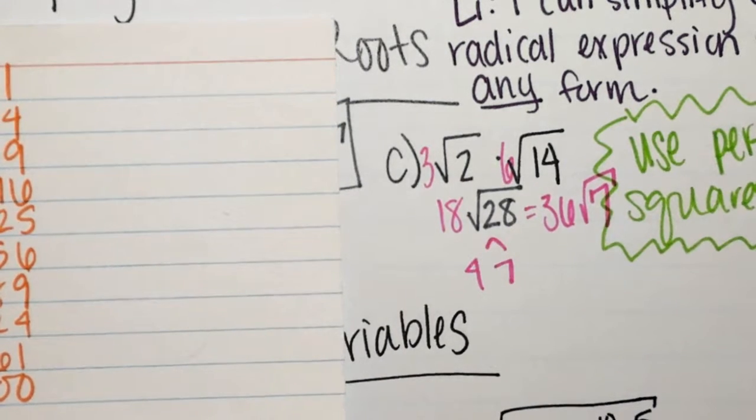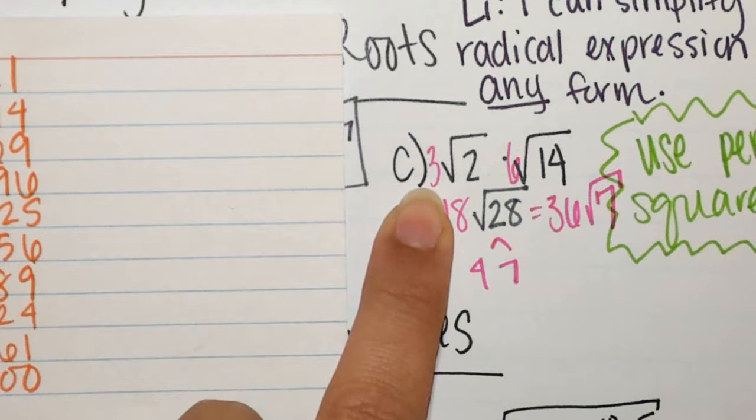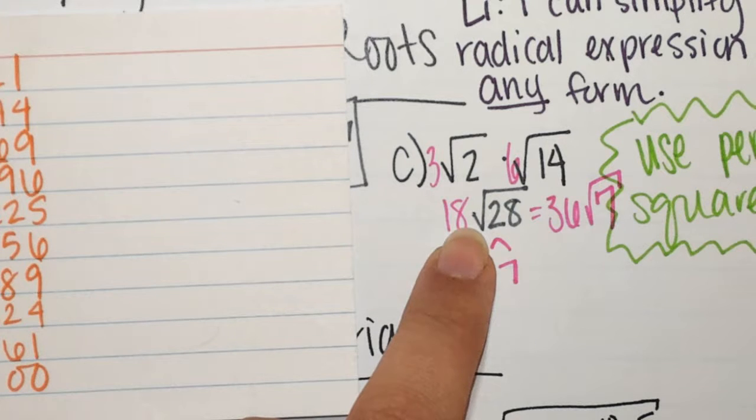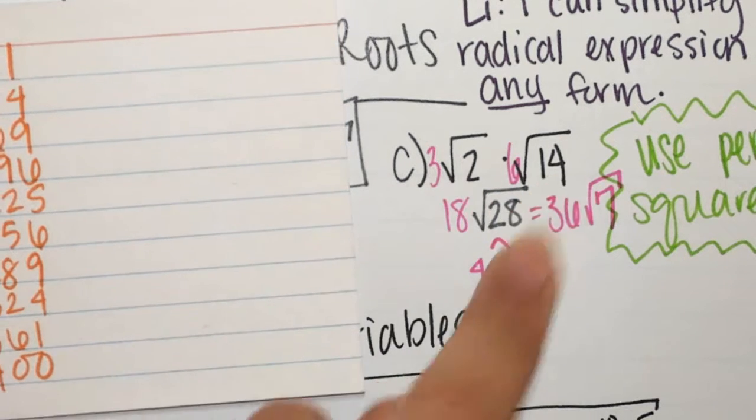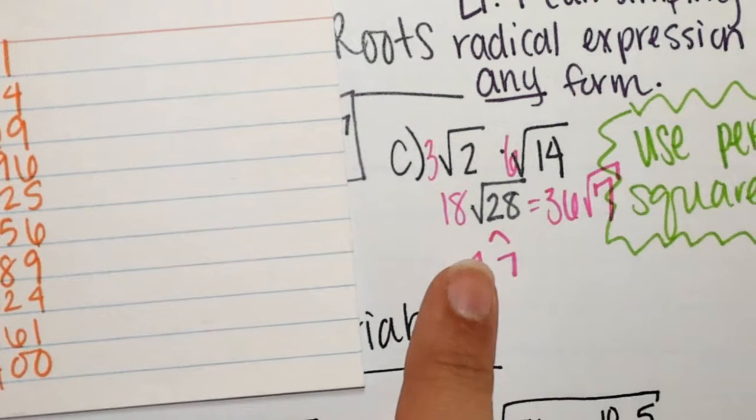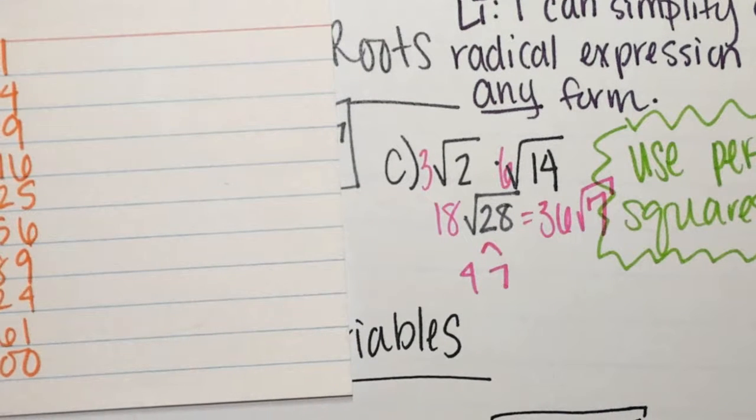Does anybody have any questions? Yes. How much did you 18? We did 3 times 6. This 3 times this 6 gave us 18. Two times 14 gave us 28 because it's under the radical. The square root of 4 is 2. 2 times 18 is 36.